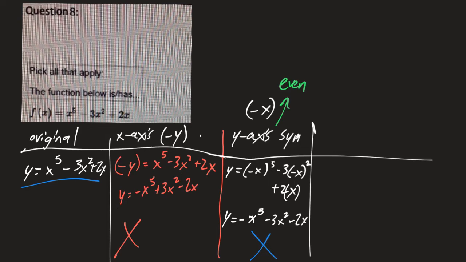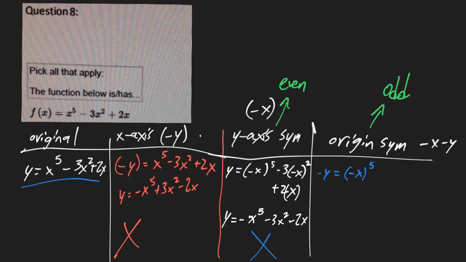And the third case that we're going to look at is origin symmetry, which is both negative x and negative y. All right. And we also note that functions with that type of symmetry are considered to be odd functions. Okay. And so here we go. We'll just set it up the same way. Okay. Negative y equals negative x to the fifth minus 3 negative x squared minus 2 times negative x.